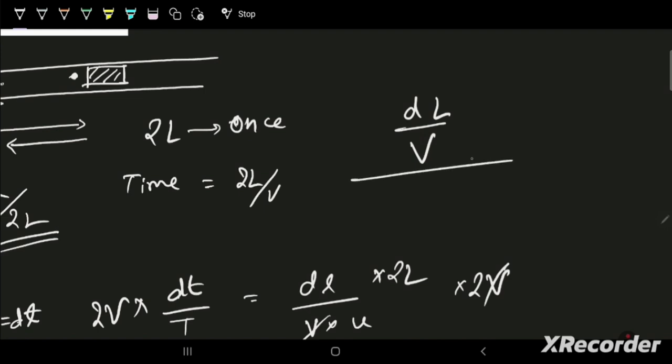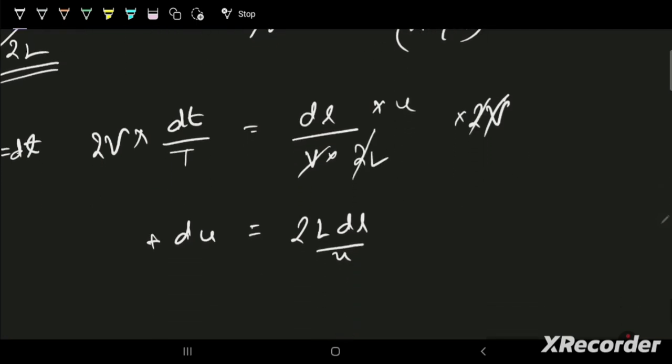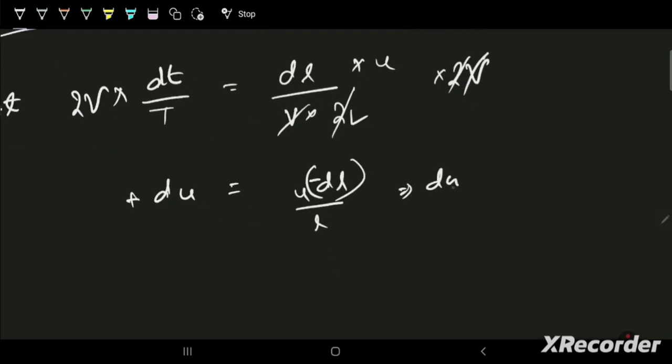Now, how many times did the collision occur? That is equal to the time elapsed divided by the time period, which will be 2l by u. This is the number of collisions that occurred. So the 2 gets cancelled, and you will get u dl by l. So I can say du by u is equal to dl by l, and here it will be a minus dl because the length is decreasing. So I can say that du by u plus dl by l is equal to 0.